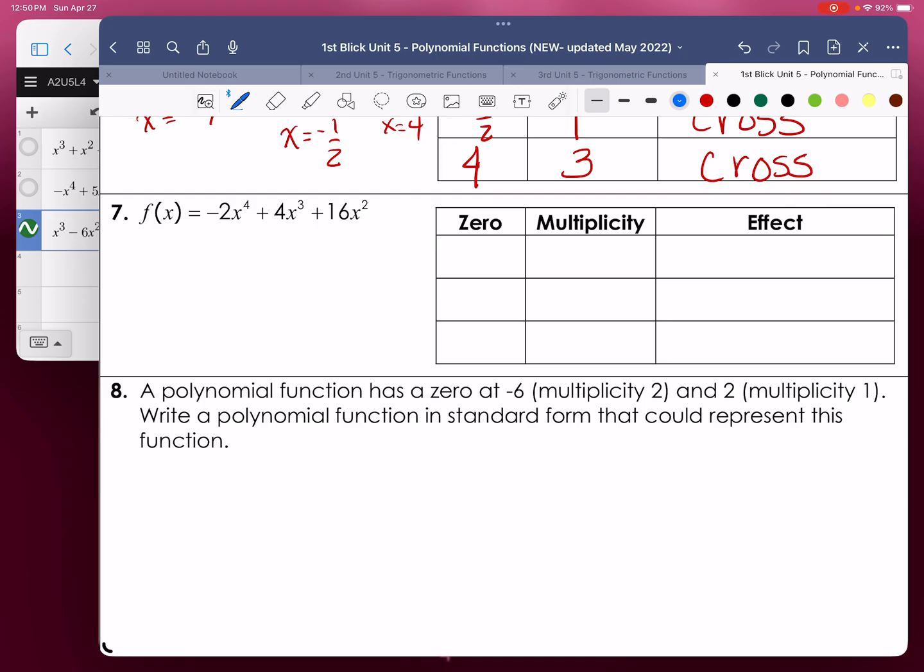Okay, let's look at number 7 now. We're going to have to factor this one first. So let's take out a greatest common factor. Since the leading term is negative, I'm going to factor out a -2x squared. My lowest power of x is 2. That's why I chose that.